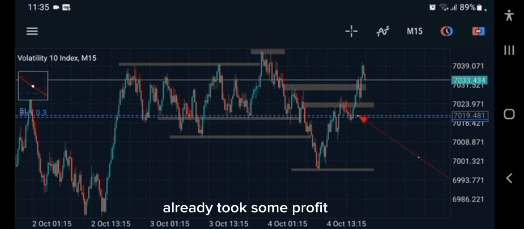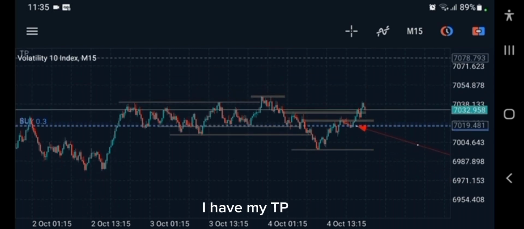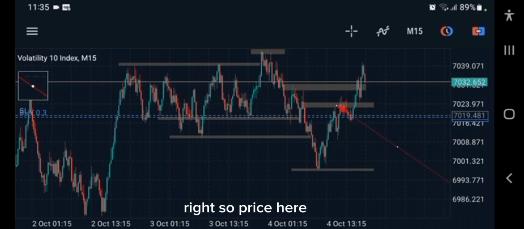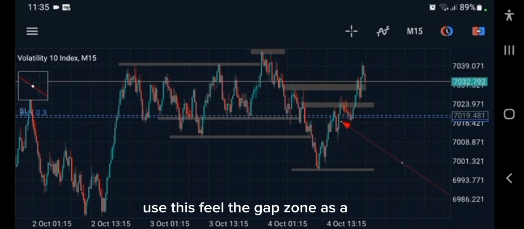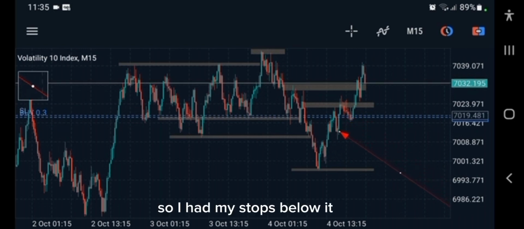I already took some profit. As you can see, this trade is a safe trade. I have my TP all the way here at the top because I am looking for price to go even further up. Right, so price here broke this fair value gap zone, came back, and I used this fair value gap zone for my stop loss. So I had my stops below it, but I moved it up to break even.